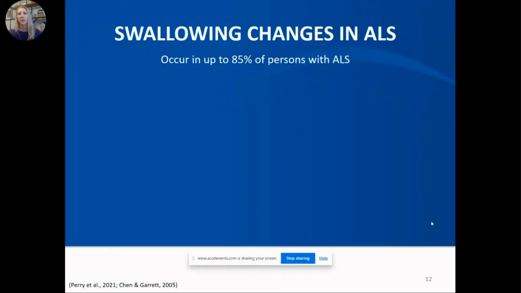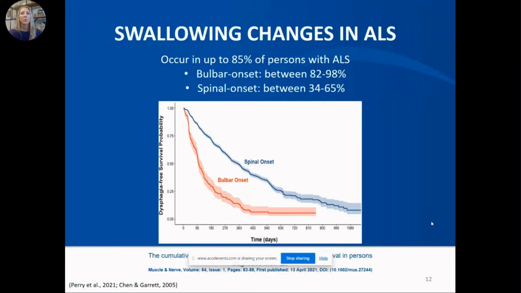So now let's talk about some swallowing changes in ALS. Swallowing changes can occur in up to 85% of people with ALS. It's more common in bulbar onset ALS than spinal onset, but it does occur in both diseases. Typically, bulbar onset is when speech and swallow are first impacted, and that is typically going to be more severe earlier on than in spinal onset.